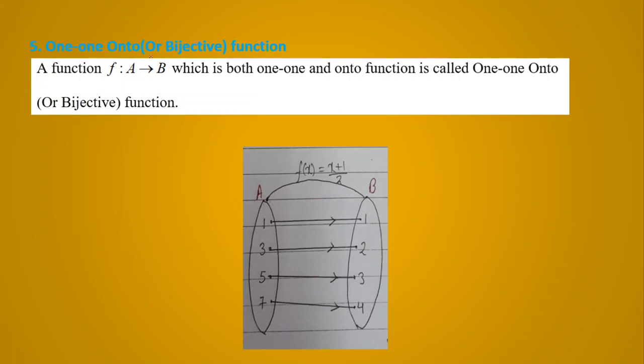Now one-one onto, we also say bijective function. So if a function f is from A to B and f is one-one as well as onto, then we say that f is bijective. Here if we see, no two elements of set A have same image, so f is one-one, and every element of set B has got preimage, so this is onto also, so f is bijective.